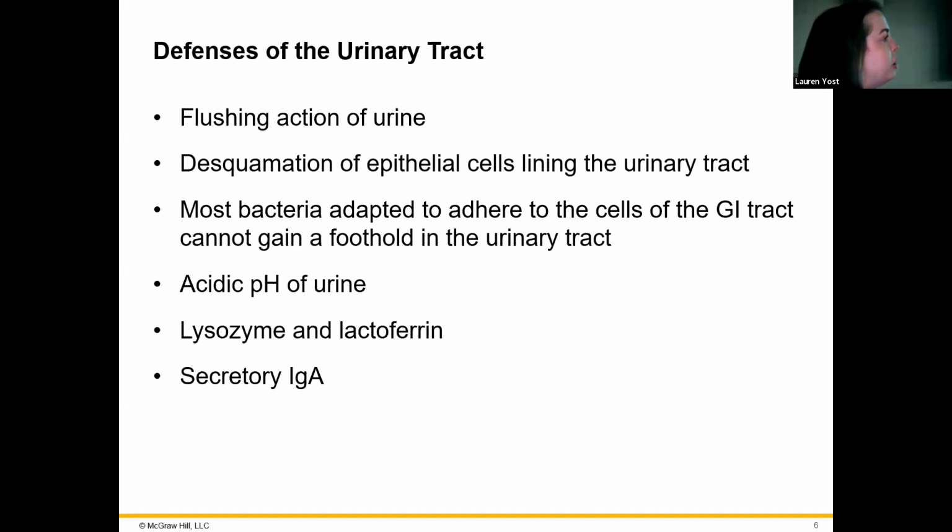Bacteria that are adapted for the GI system typically aren't going to be adapted for the urinary tract either. The acidic pH of the urine, the lysozyme, the lactoferrin, and the secretory IgA are also defenses. Remember, lysozyme breaks down peptidoglycan walls, and lactoferrin hoards away iron so the bacteria can't get it when they need it.